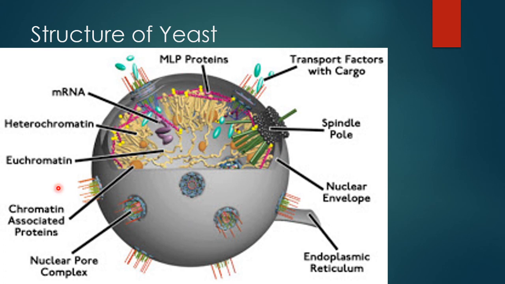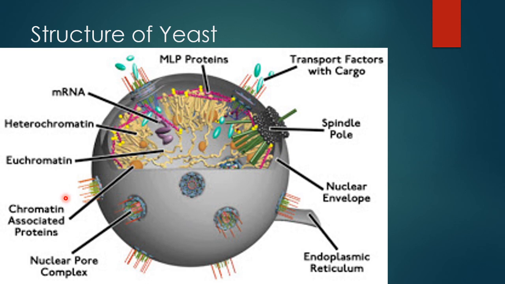First of all, these small things are MLP proteins. They are a type of protein which is necessary for all animals. And the next, these small things are the mRNA, which is the second type of DNA. And the next one, these yellow strips you can see, are the heterochromatin, which is an essential protein for yeast. And the euchromatin is the second essential protein. Without that, it cannot survive.